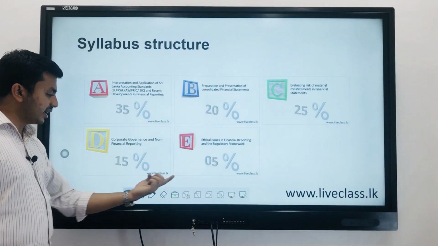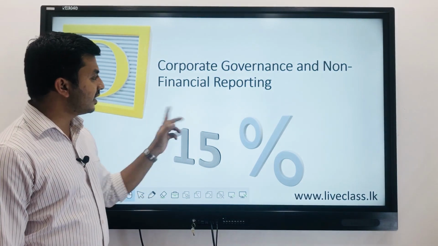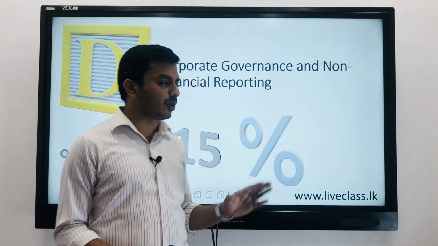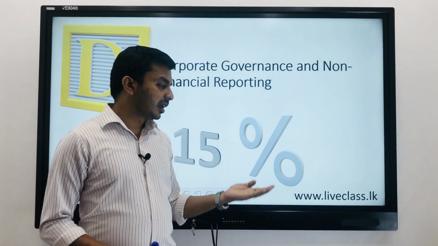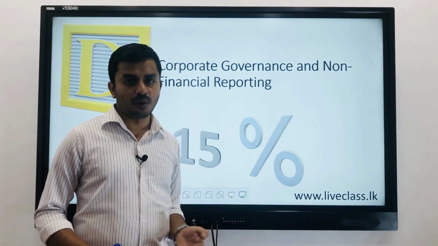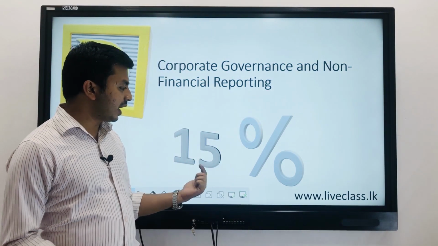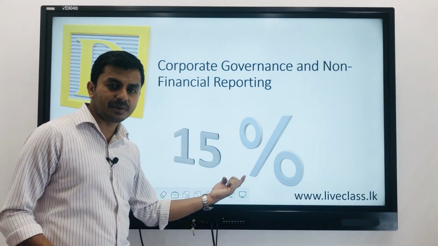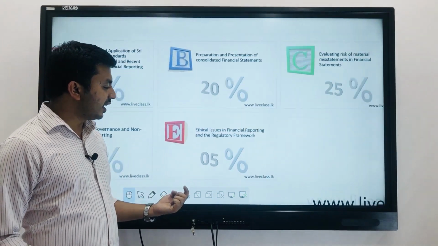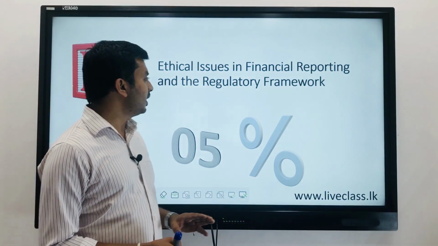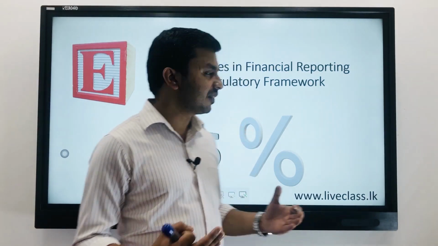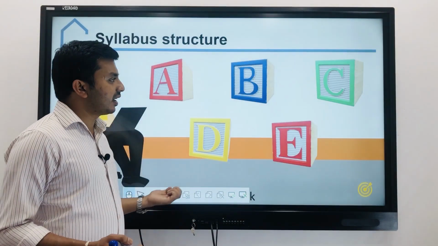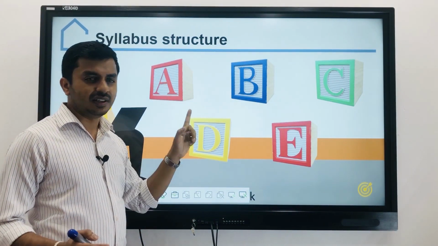And next, you have corporate governance and non-financial reporting, because most of what we learn under the syllabus is financial reporting, but other than that we have topics relating to non-financial reporting. We'll look at the sub-syllabus areas covered under that section, which has 15% weightage in the syllabus. And finally, ethical issues in financial reporting and the regulatory framework, which covers 5% of the total syllabus, right? We'll briefly look at the contents given in each section of your syllabus, right?